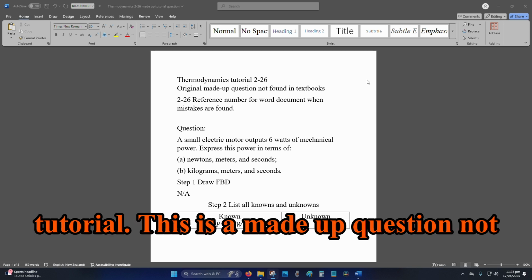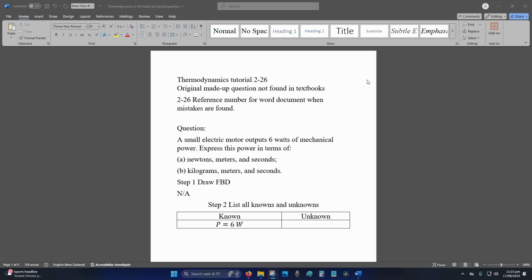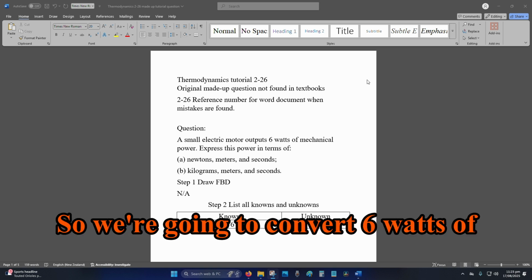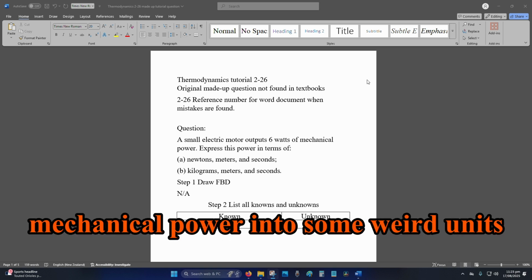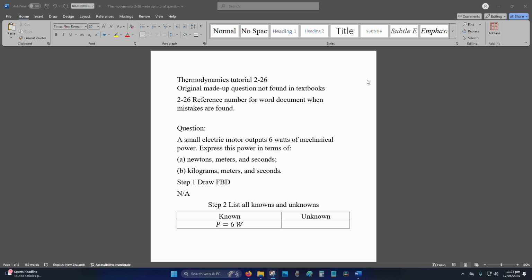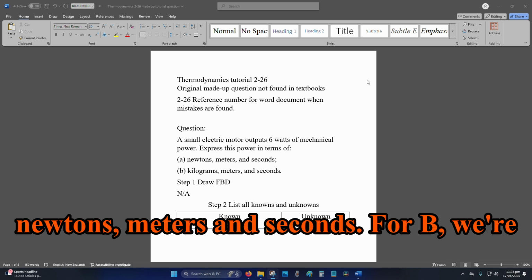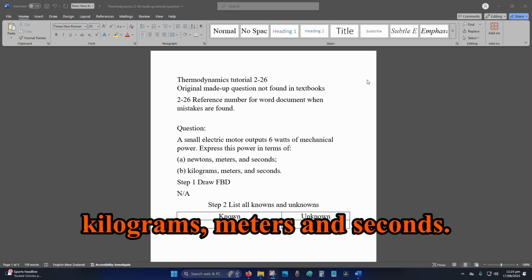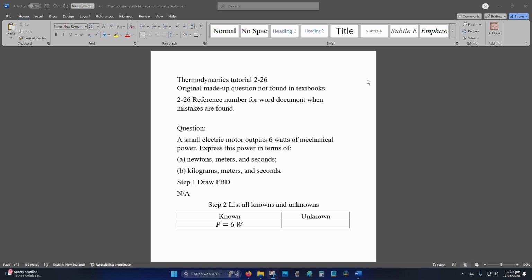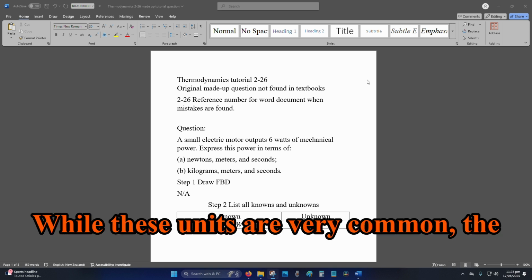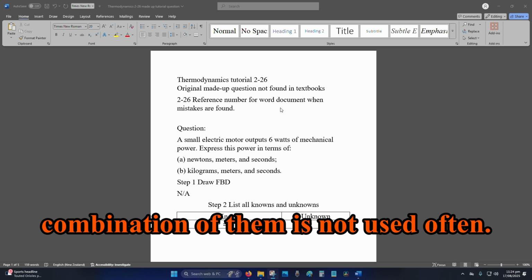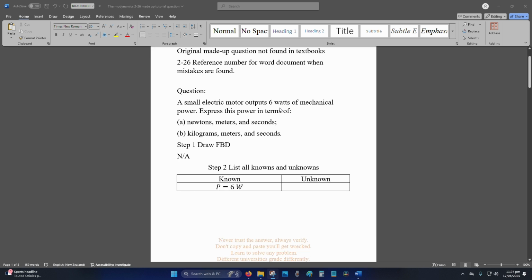This is a made-up question not found in your textbooks. So we're going to convert 6 watts of mechanical power into some weird units that we don't use every day. For A, we're going to convert it using newtons, meters, and seconds. For B, we're going to convert it to kilograms, meters, and seconds. While these units are very common, the combination of them is not used often.